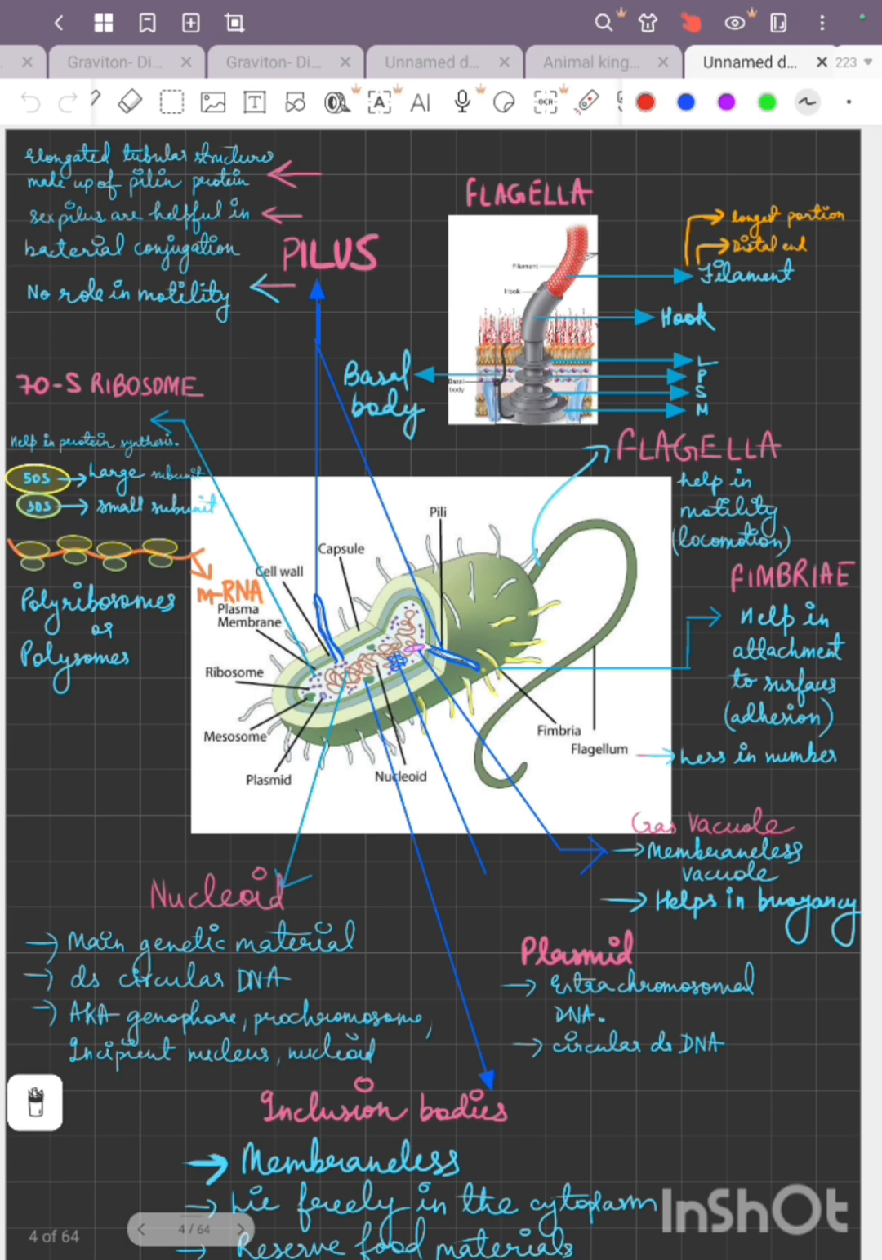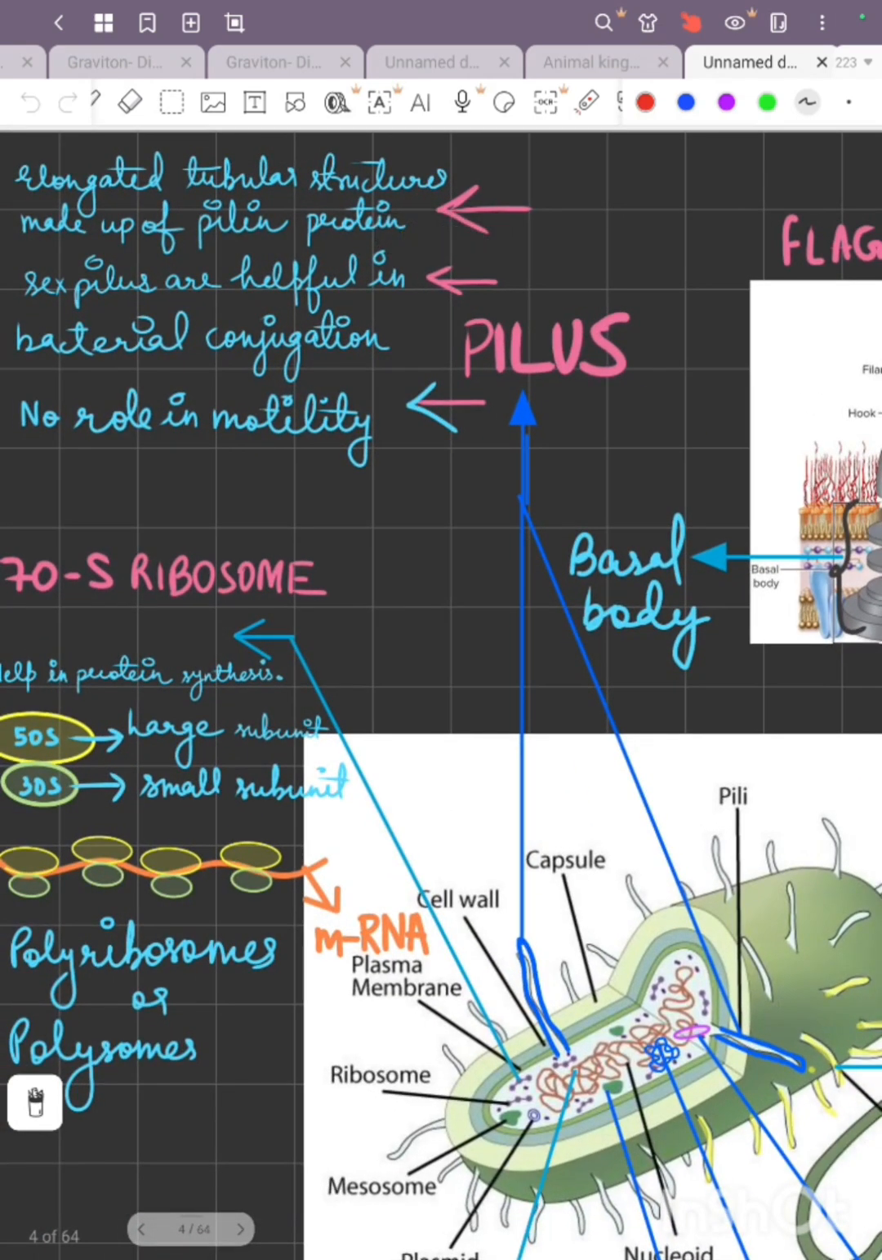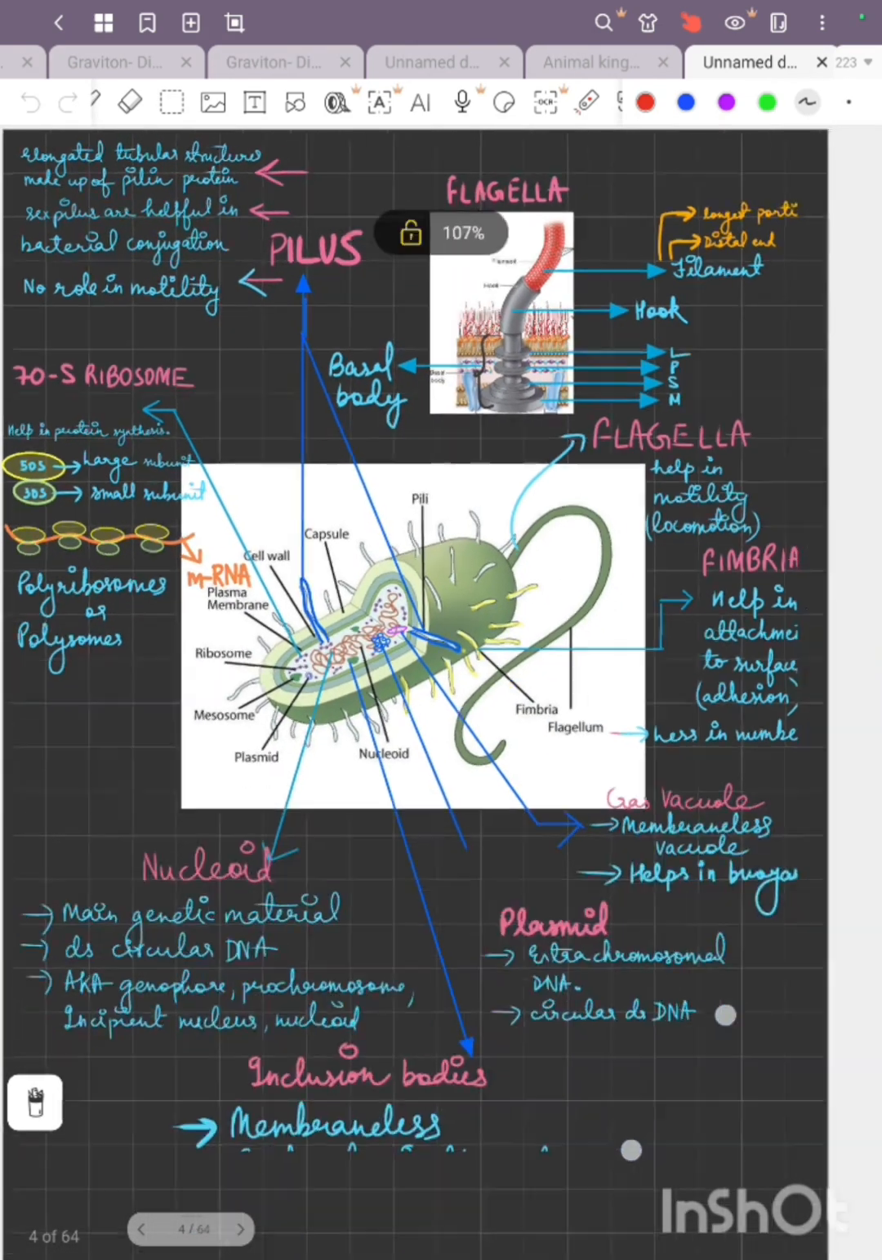Now, talking about pili. These extensions that I've highlighted in blue are referred to as pili or pilus. These are elongated tubular structures which are made up of pilin protein, and pilus, or sex pilus to be more precise, helps in bacterial conjugation, which is a type of sexual reproduction or parasexuality. Now, these pili have no role in motility. I hope that makes perfect sense.